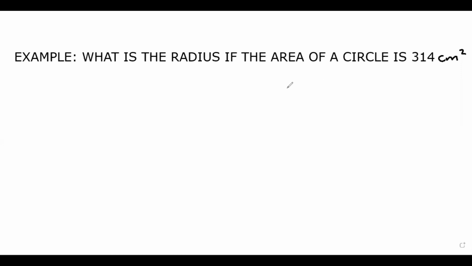So let's say we have this example here. What is the radius if the area of a circle is 314 centimeters squared? So we know the formula for area of a circle is pi r squared. We know that pi is either 22 over 7 or 3.14. So we're going to use pi as 22 over 7. So the area, so we substitute for 314, which is equal to pi, which is 22 over 7. And we don't know what the radius is. That is what we're trying to find. So that's times r squared.